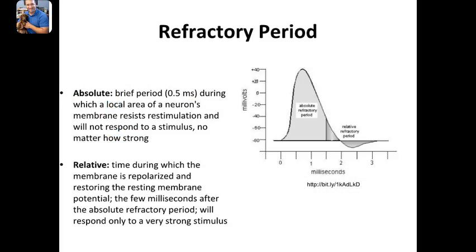There's a refractory period. All right. So what that means, what refractory period means, is that after a nerve fires, it can't fire immediately again. It doesn't sound like a lot, but for a nerve, 0.5 milliseconds is a very, very short period of time.